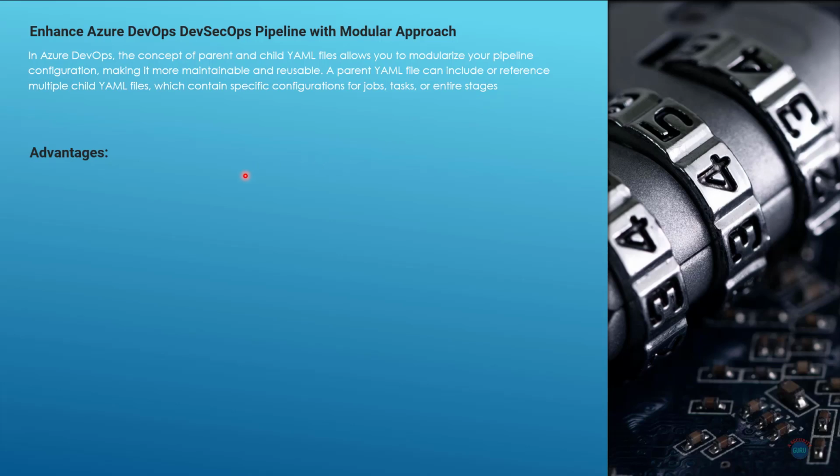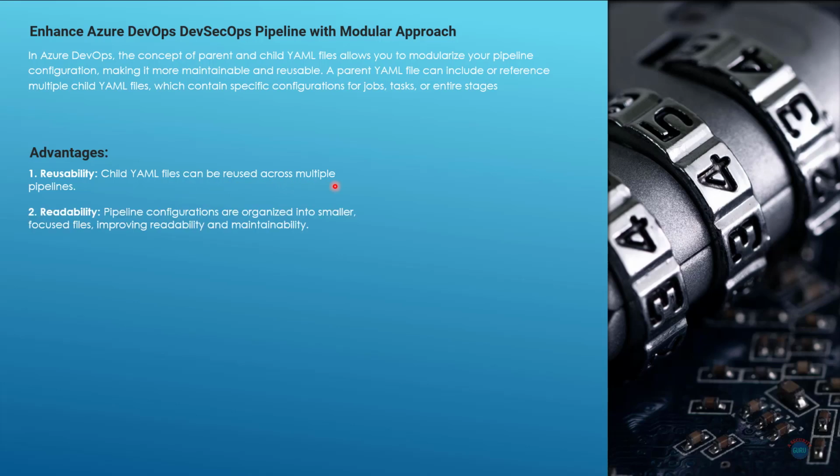So let's see the advantages of this modular approach. First advantage is reusability. You can reuse your child YAML files across multiple pipelines. Second is readability. Since the pipeline configuration will be organized in smaller focused files, it improves the overall code readability and maintainability. And third is parameterization. Parameters allow the customization of child YAML files based on the requirements of each pipeline. So you can have custom parameters being passed to the child YAML files for specific requirements.